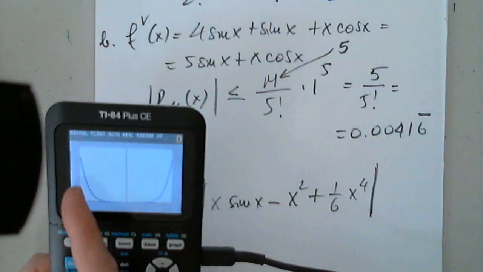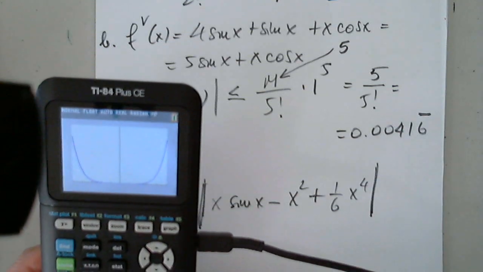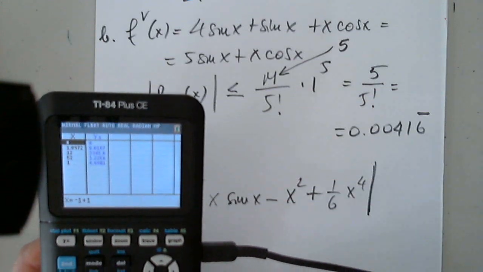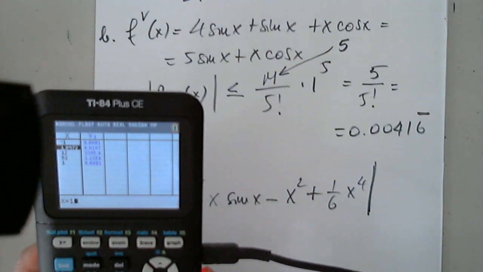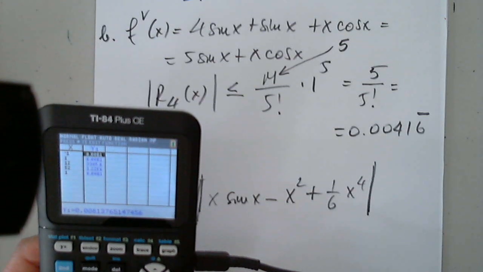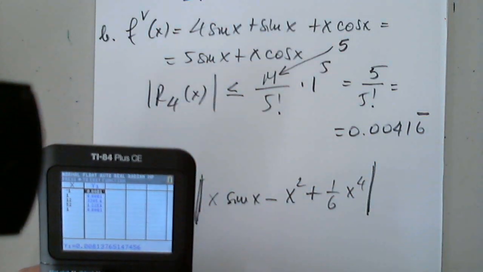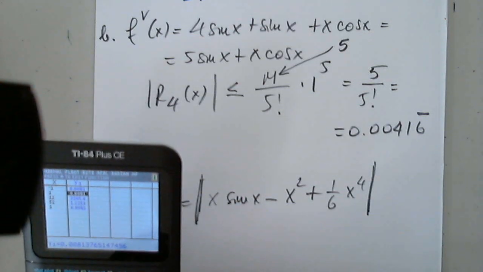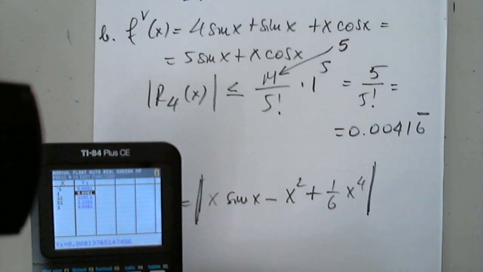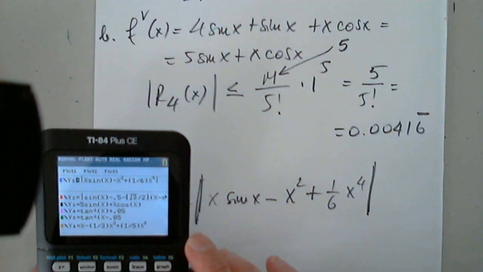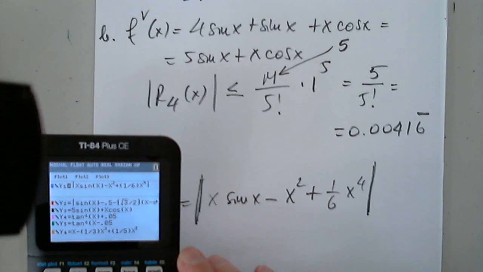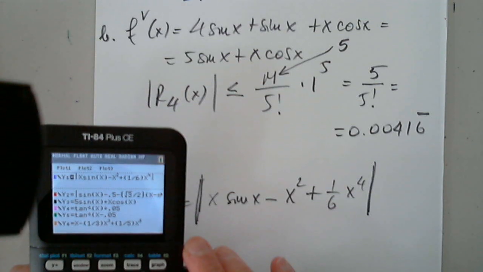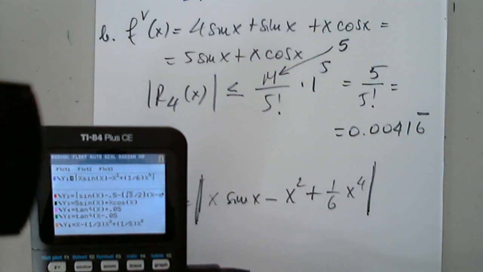Okay, I'm going to check at the endpoints at -1 and +1. So second and enter, -1 enter and 1 enter. So 0.008 and 0.008. I'm checking my function one more time. x sine x, yes, that's correct. Minus x squared plus 1/6 x to the 4th. So can I improve on this?